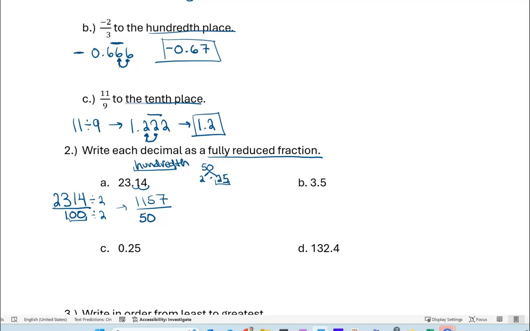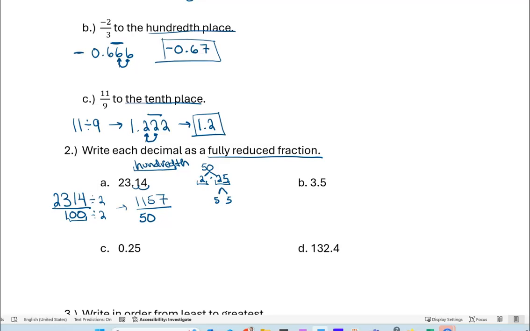So does 25 go into 1,157? It doesn't. How about 2? Nope, because 1,157 is not even. Then 25 goes down to 5 times 5. Well, 1,157 doesn't end in 0 or 5, so I know that 5 doesn't go into it. So that's my confirmation that this format, 1,157 over 50, is fully reduced.